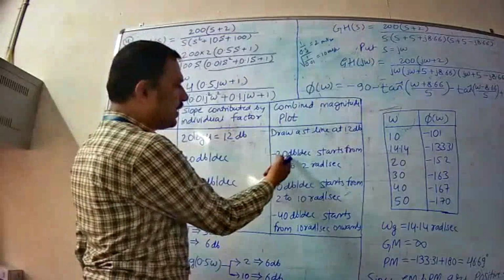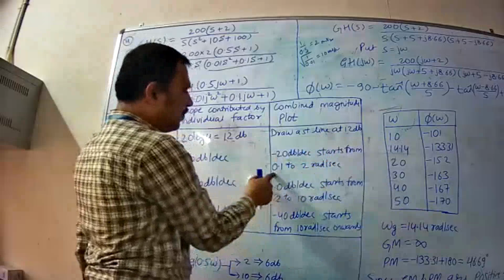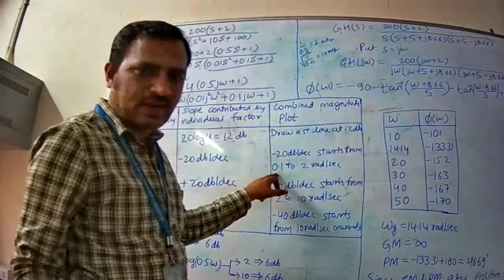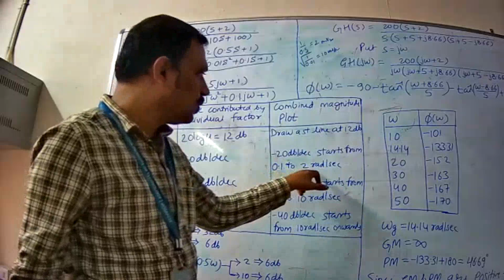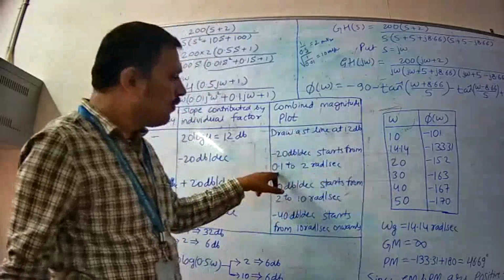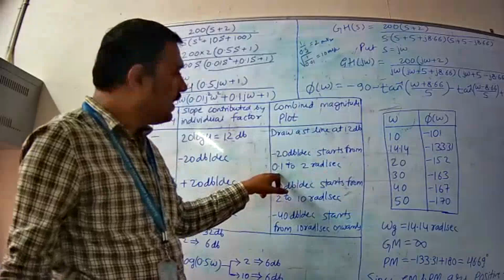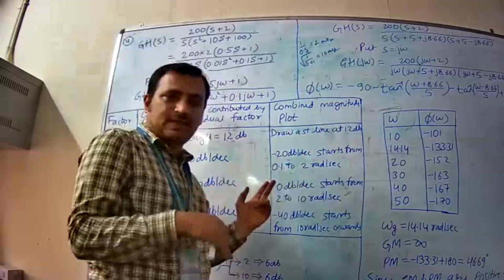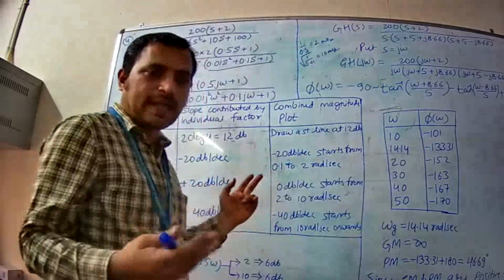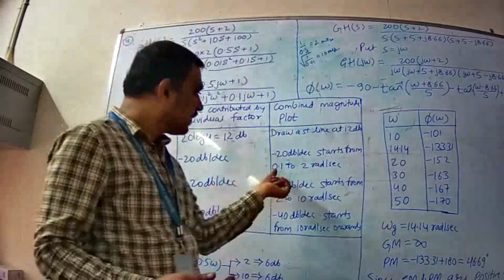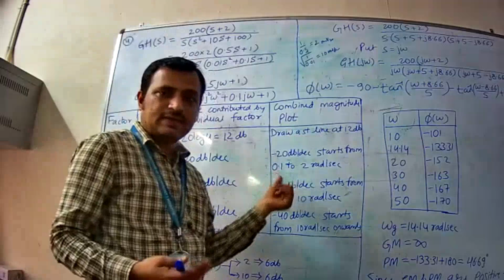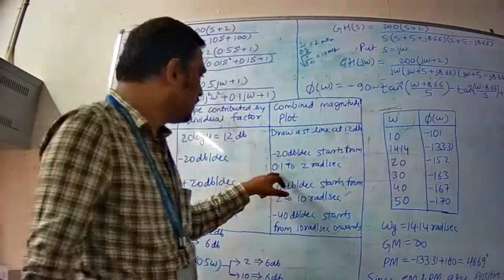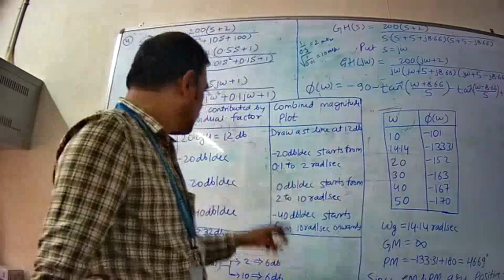You have to write that value, minus 20 dB per decade, starting from 0.1 to 2 radian per second. This is the standard value. We always take this value as 0.1. We change it from 0.1 only when the first corner frequency is less than this one, say 0.09 or 0.02. During that time we have to change the starting value to 0.01. Otherwise, 0.1 to 2 radian per second.